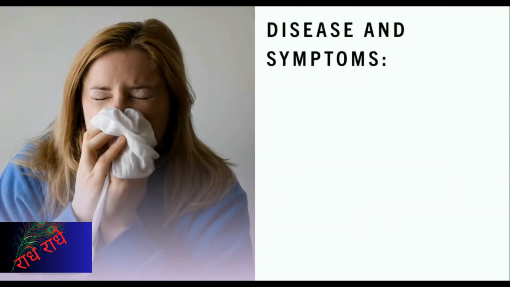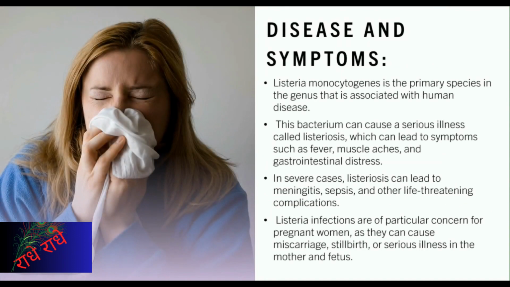Listeria monocytogenes is a species of bacteria that can cause a serious illness called listeriosis. Symptoms of listeriosis can range from fever, muscle aches, and gastrointestinal distress to meningitis, sepsis, and other life-threatening complications. Pregnant women are of particular concern due to the possible miscarriage, stillbirth, or serious illness for both the mother and fetus that can result from listeriosis. To be safe, it is important to be aware of the signs and symptoms of listeriosis and seek medical help if concerned.